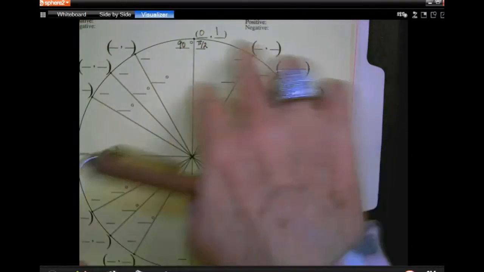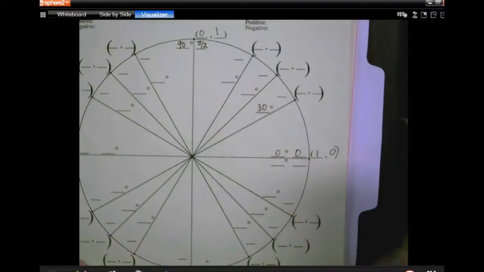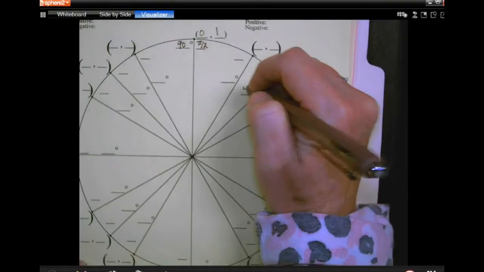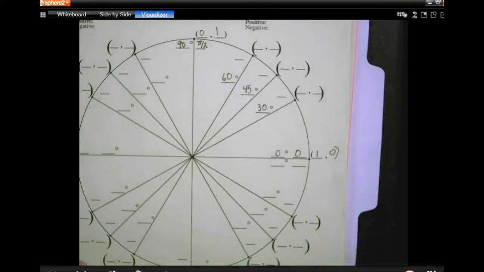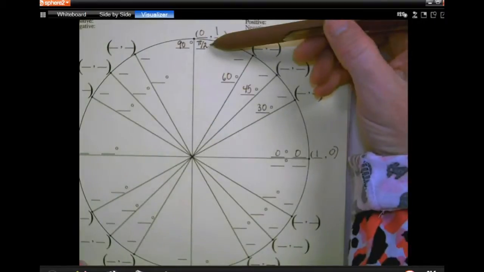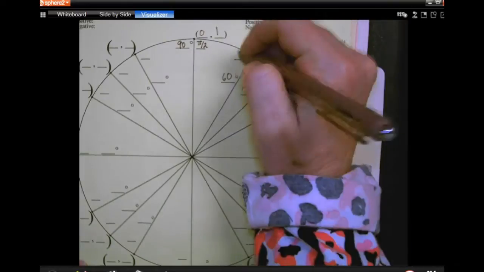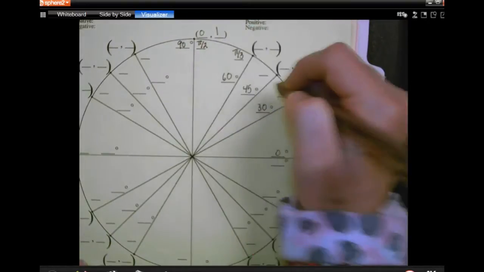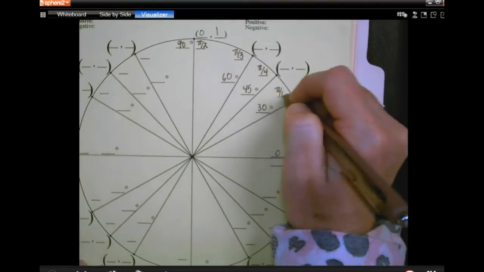All right, and then we can fill these in, right? In the first quadrant. Let's start with that. So the first one here is 30 degrees. And what's the next one? 45 and 60. Easy peasy. And then remember, this was pi over 2. And so the next one down was pi over 3. And then pi over 4 and pi over 6.